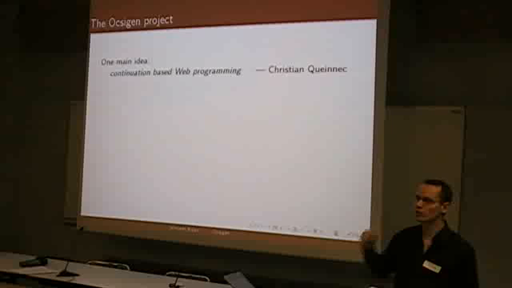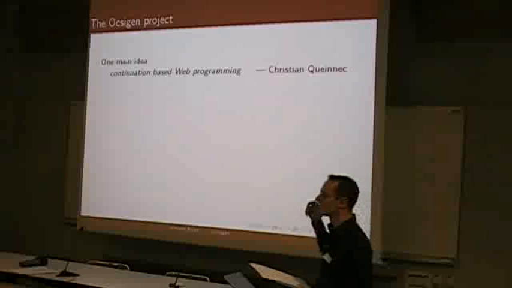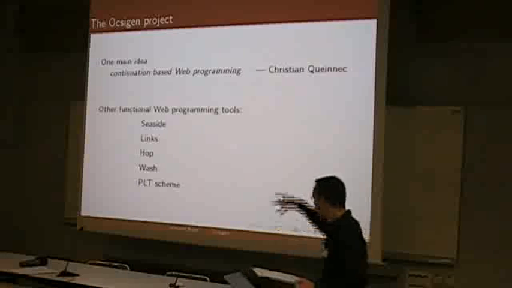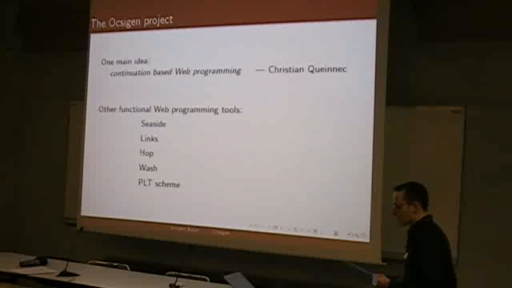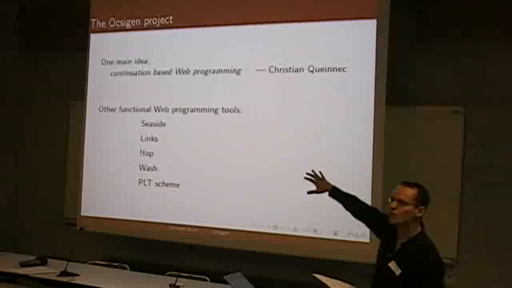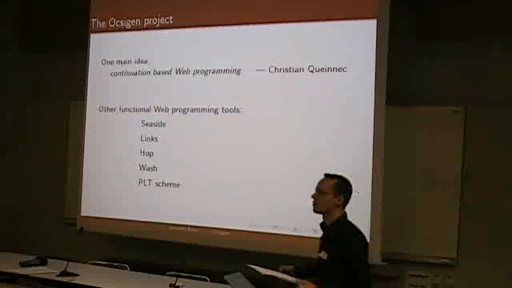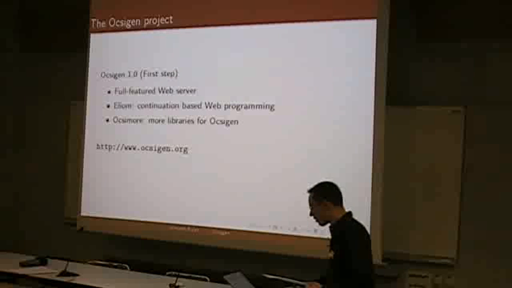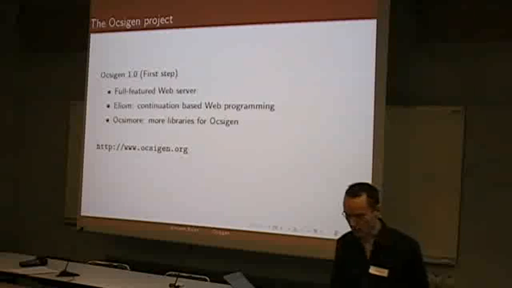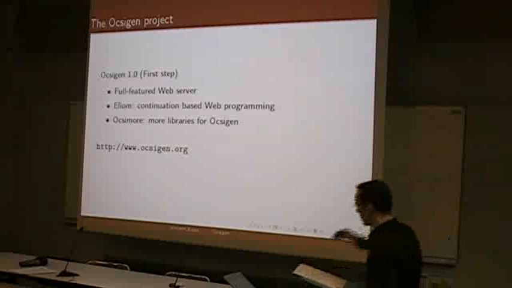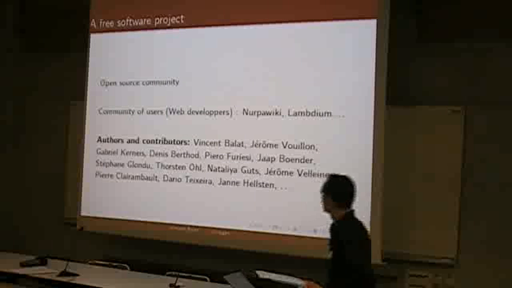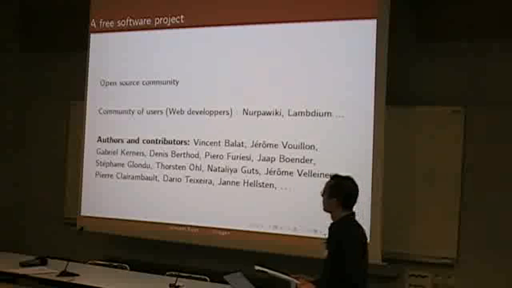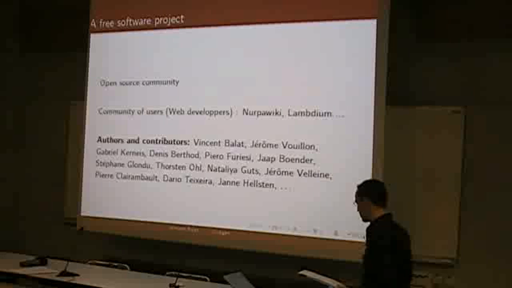Our main idea is functional web programming, more precisely what we call continuation-based web programming. We are not the only ones to work on this, and there are several other projects. But very few projects with respect to the huge number of existing web programming tools. OCsigen is organized as a free software project. We are trying to build an open source community around the project, and we already have some users.